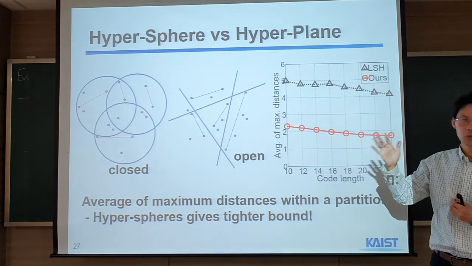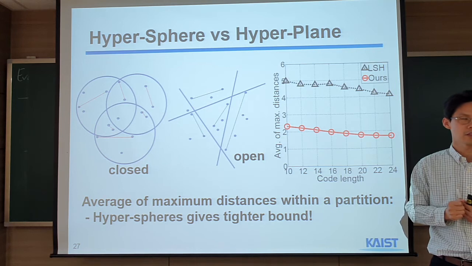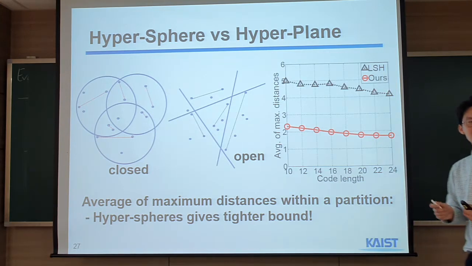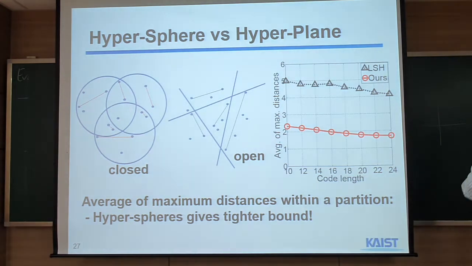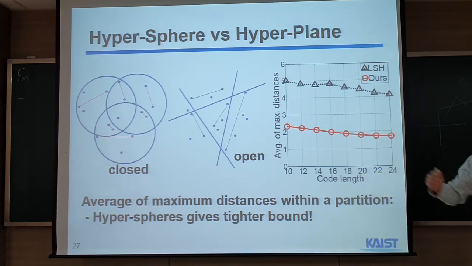How many hyperplanes do we need to define a single closed region? In 2D, how many lines do you need to define a closed region? 3, right? 1, 2, 3. In other words, in n-dimensional space, we need n plus 1 hyperplanes. But how about the circle?